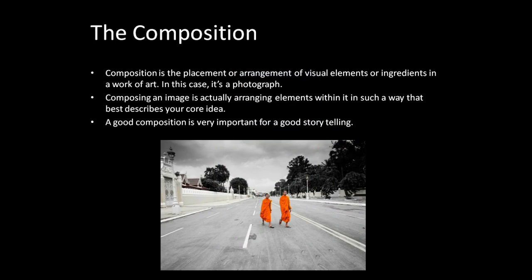Composition is the placement or arrangement of visual elements or ingredients in a work of art. In this case, it's a photograph. Composing an image is actually arranging elements within it in such a way that best describes your core idea. A good composition is very important for storytelling. Now let's talk about this photograph in terms of composition.